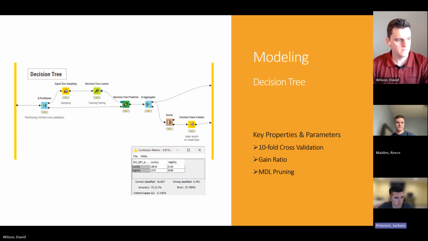Our first model was the decision tree. We use a tenfold cross-validation gain ratio, and then did the MDL pruning to help remove sections of the tree that were not impactful. This resulted in a 72% accuracy.